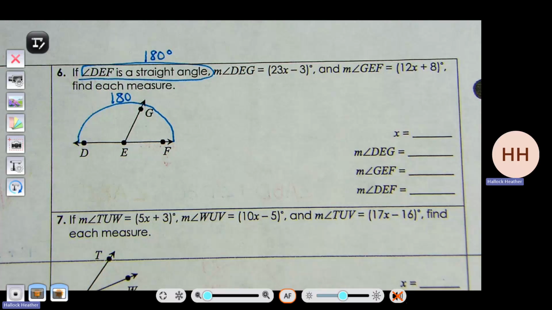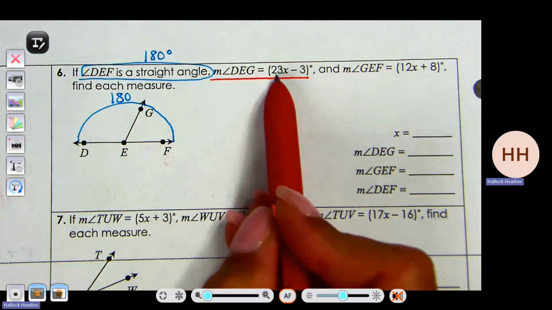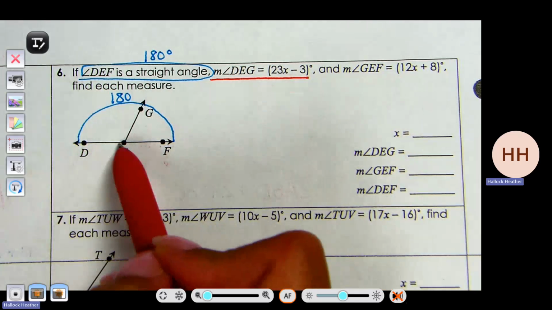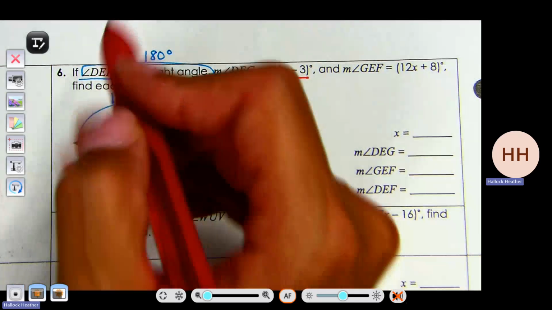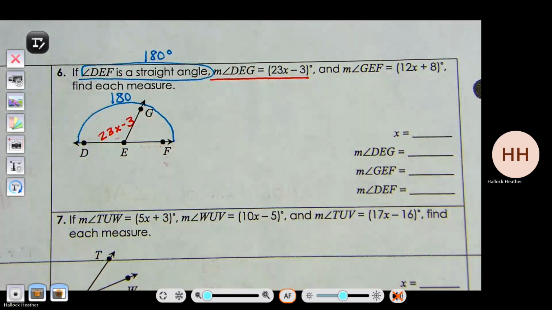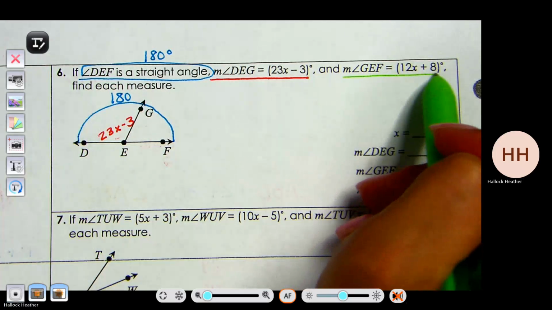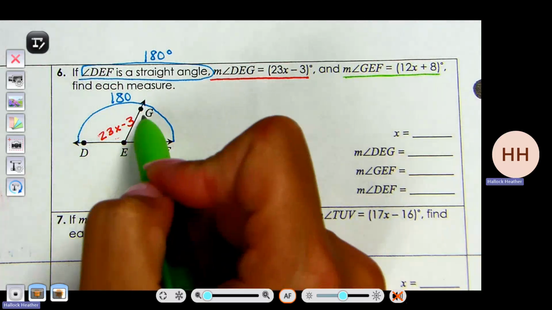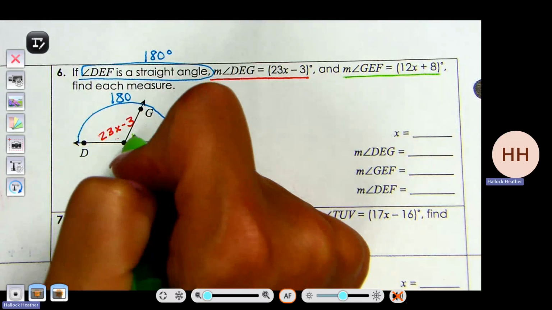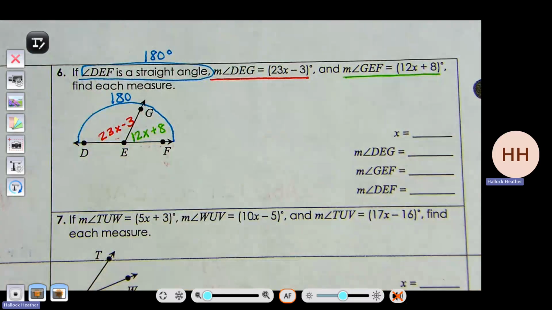So then I'm going to put the other stuff in my picture. It says the measure of angle DEG is 23x minus 3. So DEG, this small piece, is 23x minus 3. The next piece they give me is GEF, which is 12x plus 8. So using that same concept, we have to make an algebra equation. We're doing small angle plus small angle equals the whole thing.